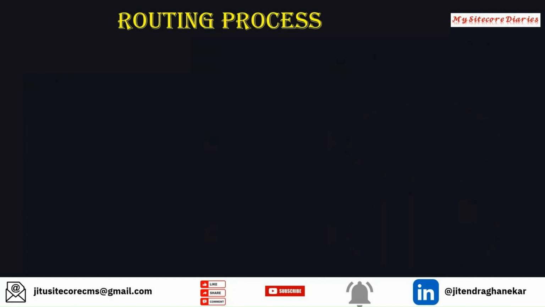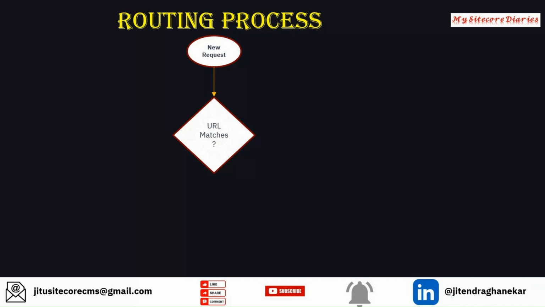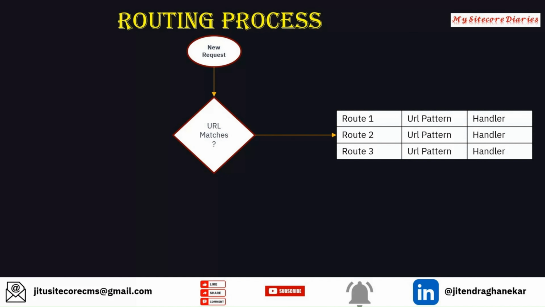Now let's see the routing process. A new request comes to the MVC handler. First it finds the URL match, from the routing table. There is a routing table which gets created at the start of the application. When it starts, it builds the routing table. It stores the different routes with the corresponding URL patterns and the handler for each. That table is built initially, and once a request comes, it checks whether that route is available.